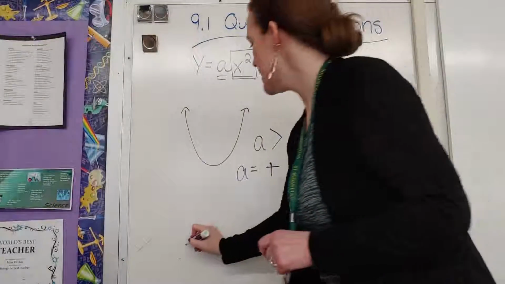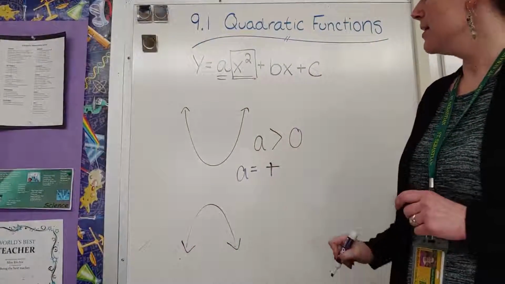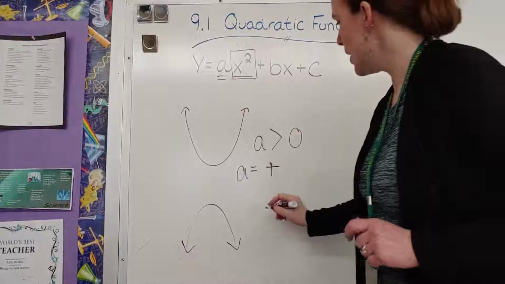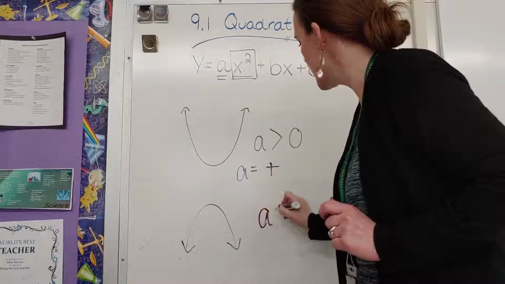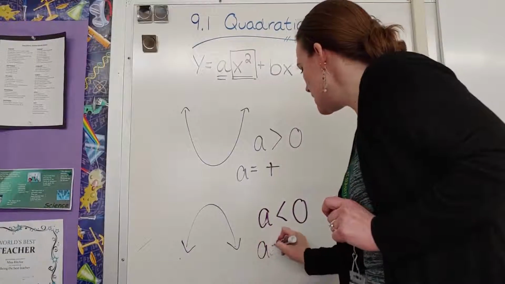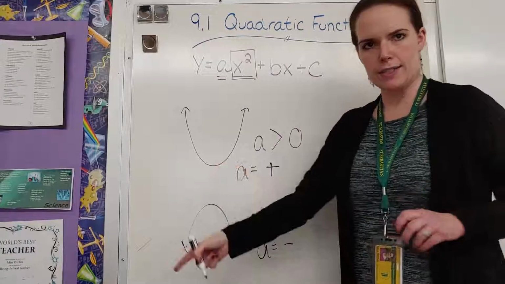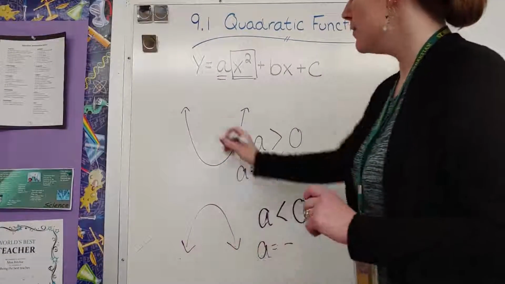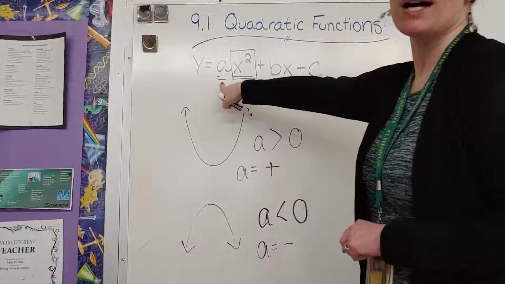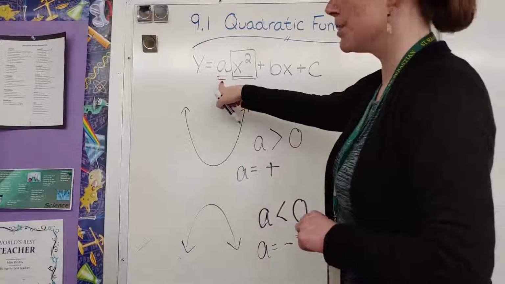If your parabola is upside down, say your parabola looks like this, that means this a value is a negative number. So a value is less than 0. And so a equals a negative number. And again, it's negative, so this is a frowny face. So if you have a parabola like this, this number is positive. If your parabola looks like this, this number is negative.